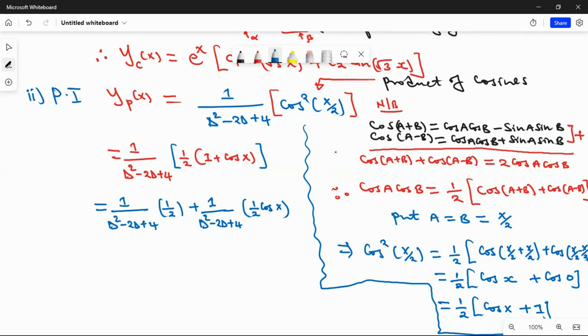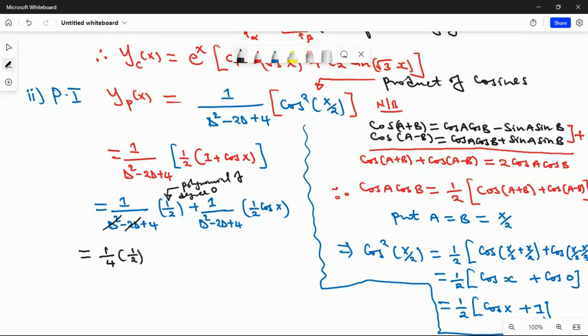Those are two different terms. So let's see, the first term is a constant term, which is a polynomial of degree 0. And so we drop the powers of d which are greater than the degree of the polynomial. So we drop d squared and negative 2d. We remain with just 4. So this means we'll have 1 over 4 times 1 over 2.